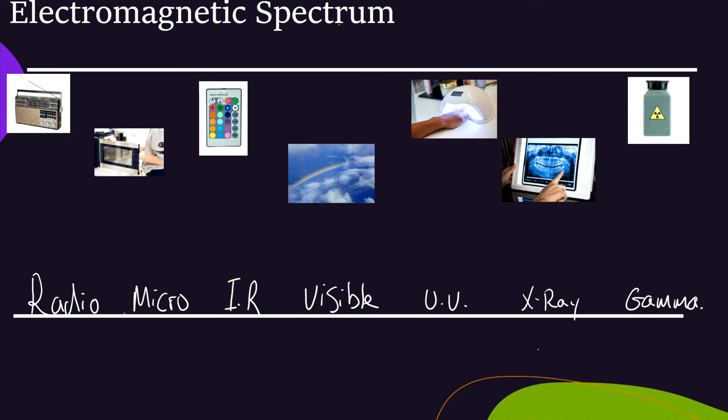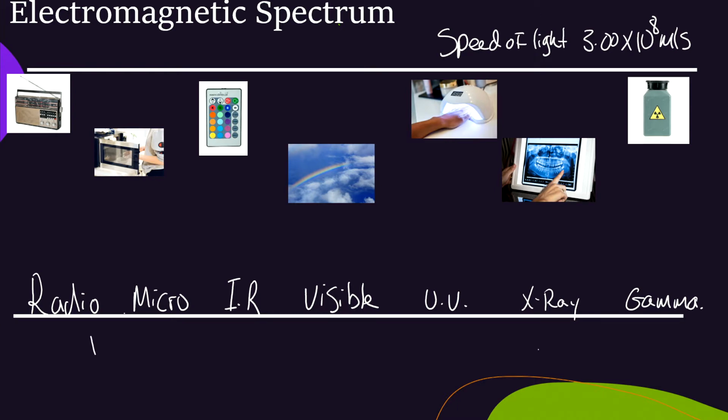So electromagnetic radiation, what are they? They're streams of massless particles called photons, and they're traveling in wave-like patterns, and they all travel at the same speed. So the speed that they travel at is the speed of light. And our speed of light is equal to 3.00 times 10 to the 8 meters per second in a vacuum.